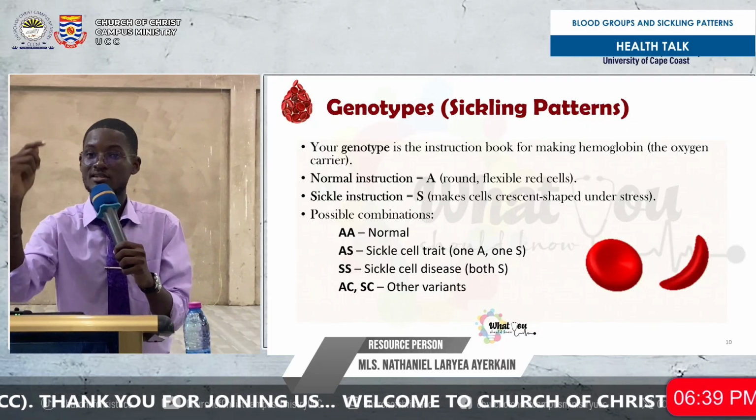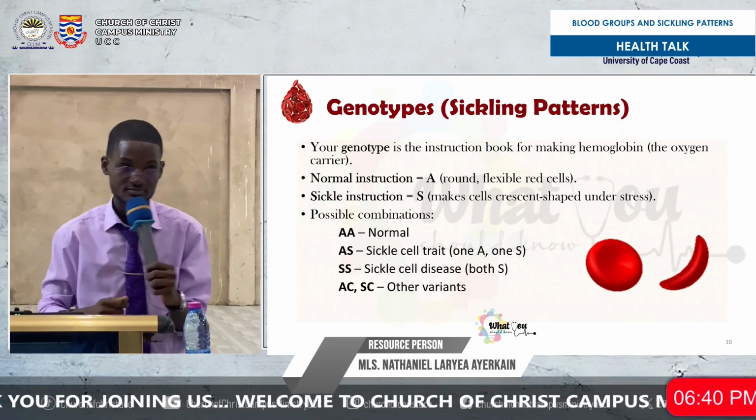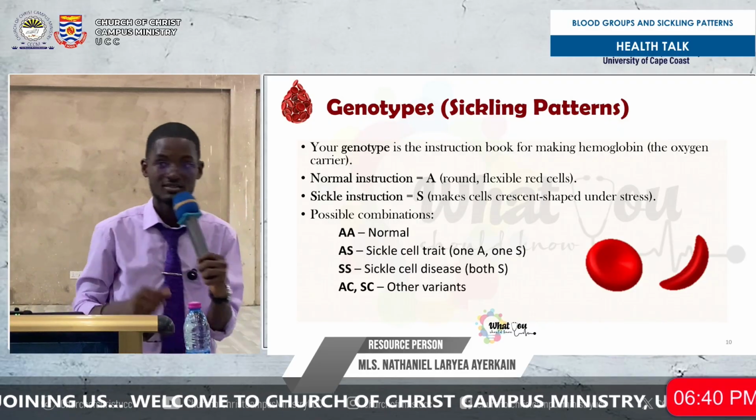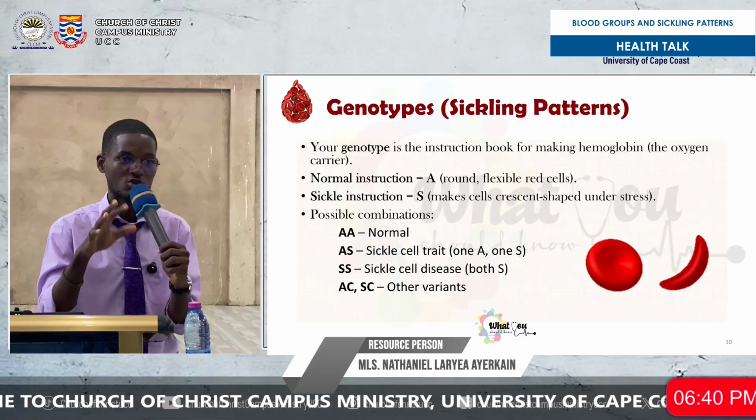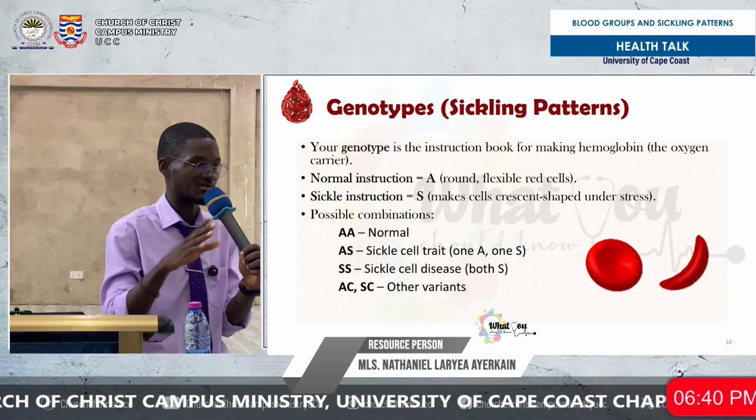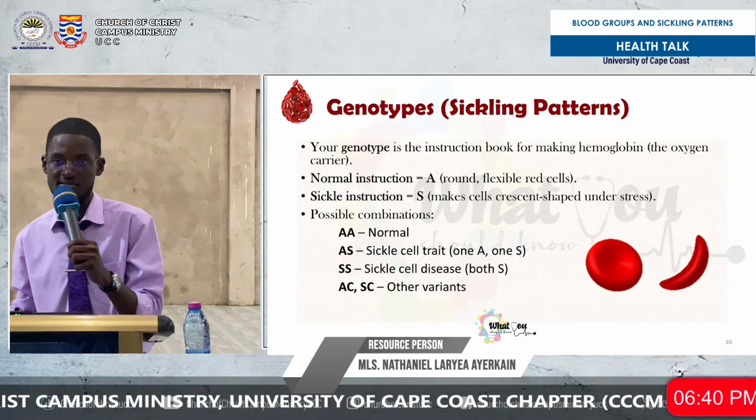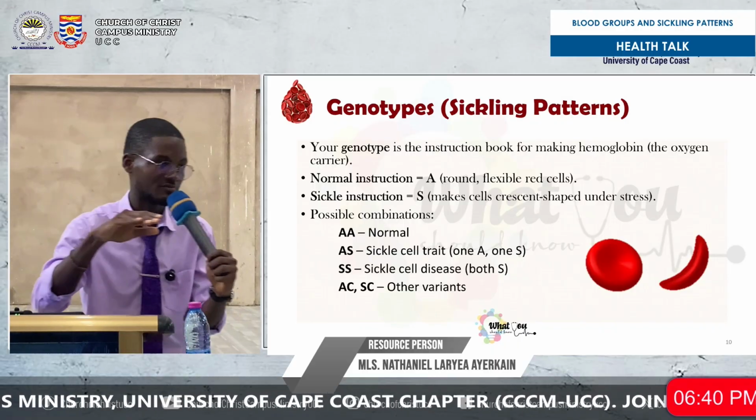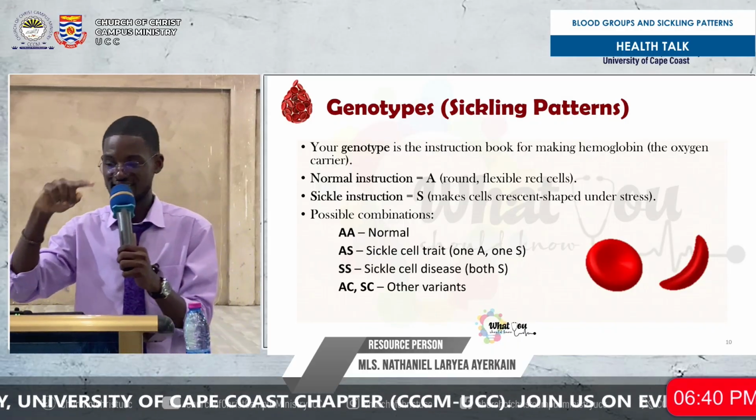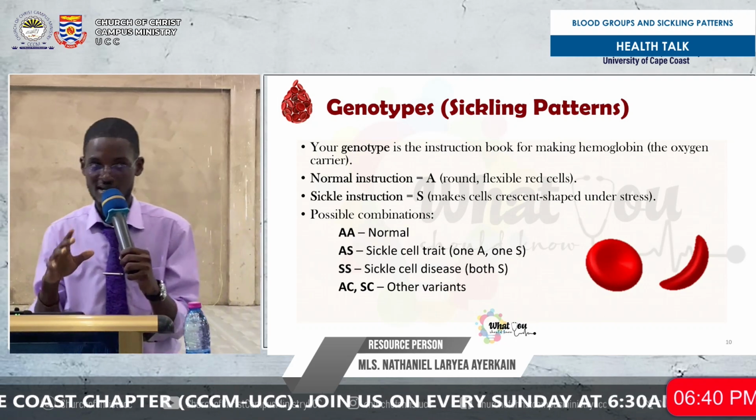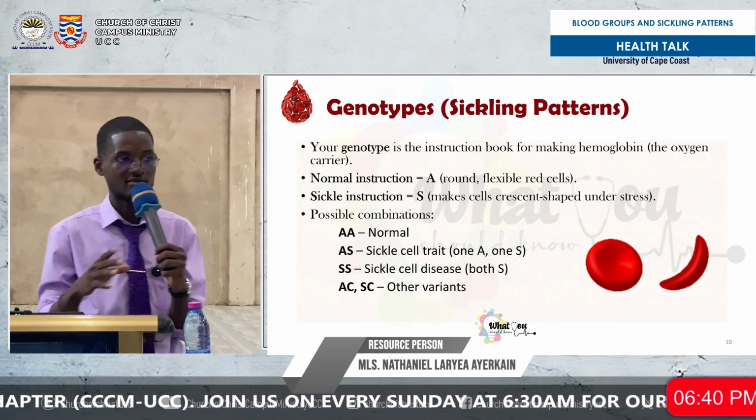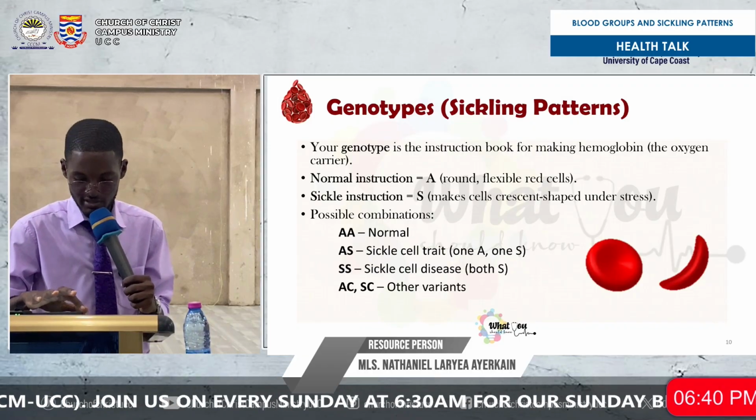So we have genotype AA, which is normal. Then we have AS. Those people are carriers, they have the sickle cell trait. Then SS, full blown sickle cell. Then SC is also a form of sickle cell, but it's a bit milder, right? We'll get there.